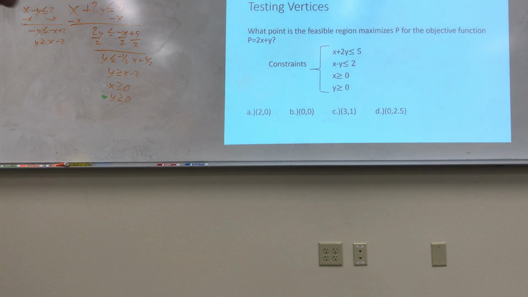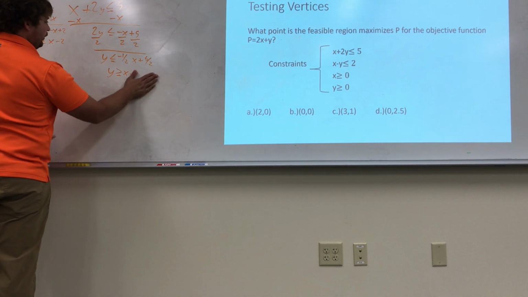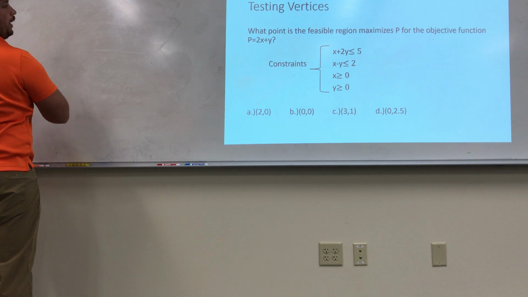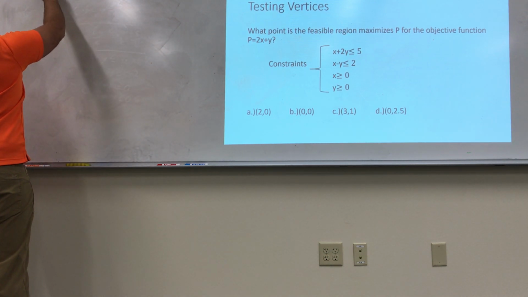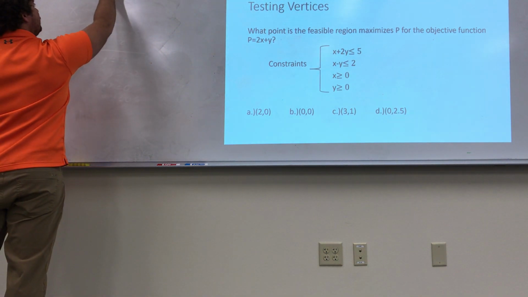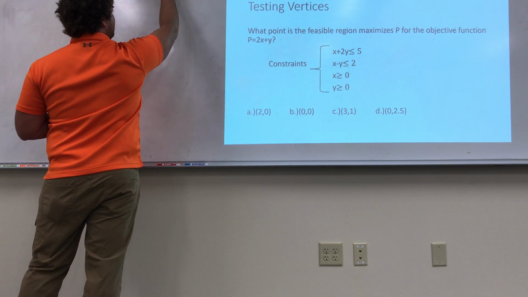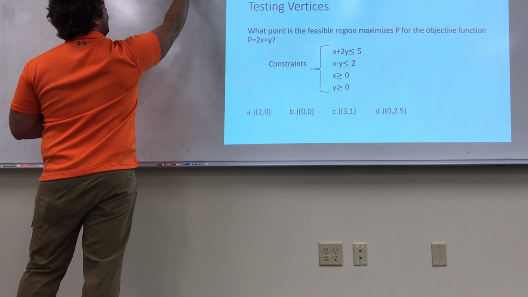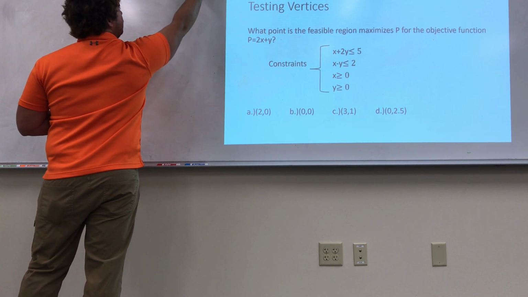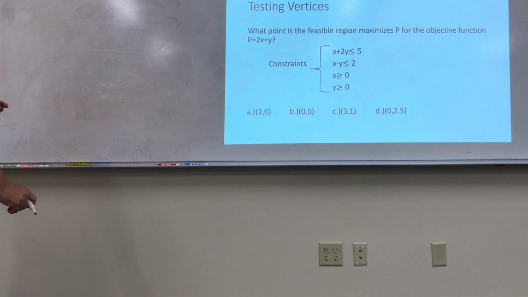Okay, so we have graphed all these. We have (2, 0), which was one of the points, one of the brown dots. We have (0, 0). We have (3, 1). And we have (0, 2.5).